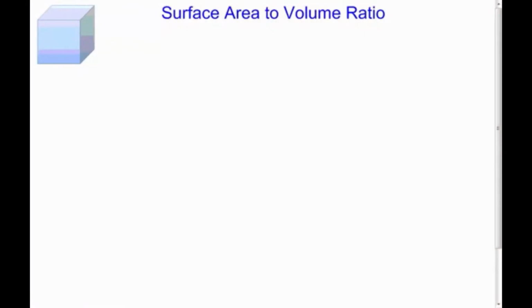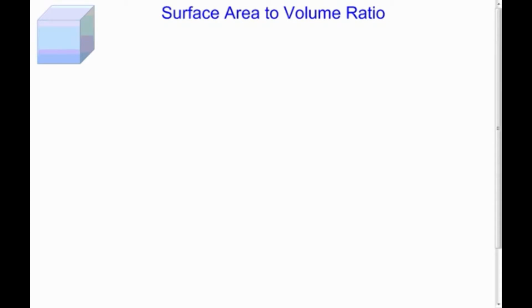One way to see how the surface area changes in relation to volume as the cell changes in size is to calculate the surface area to volume ratio for different cell sizes. So let's take a look at that. This is a tutorial on surface area to volume ratio.